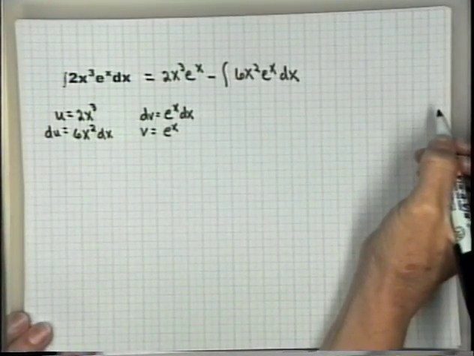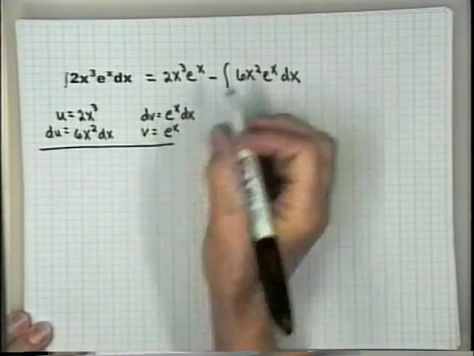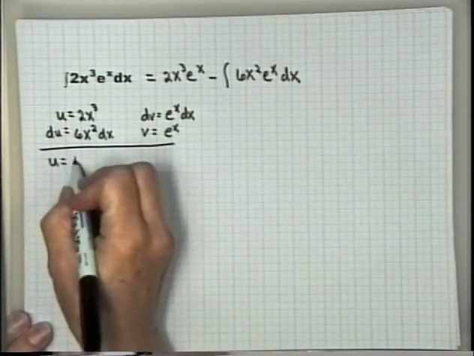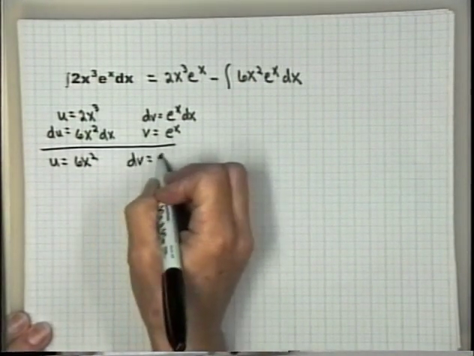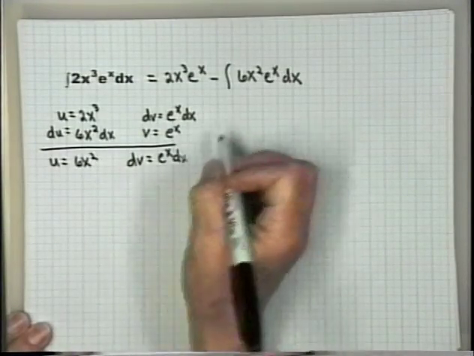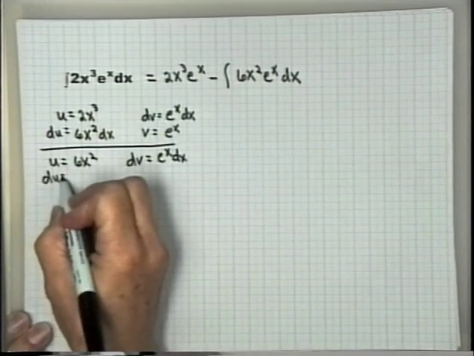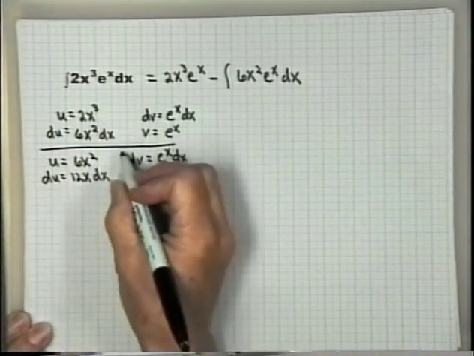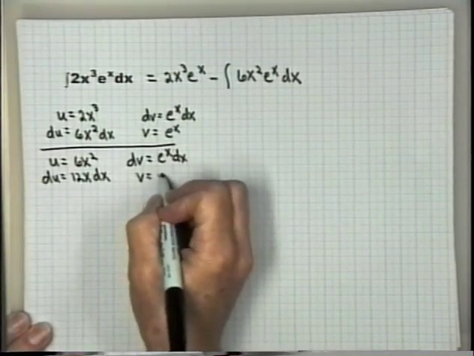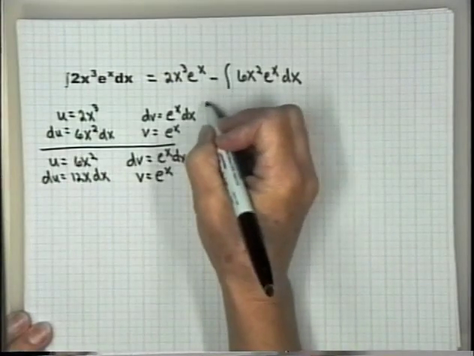Okay? Well, do you see that we're going to do parts again? On this, I'm going to let u equal 6x squared. dv is going to be the e to the x dx. I've accounted for everything here. du will now be 12x dx. And if I integrate here, v will be e to the x.